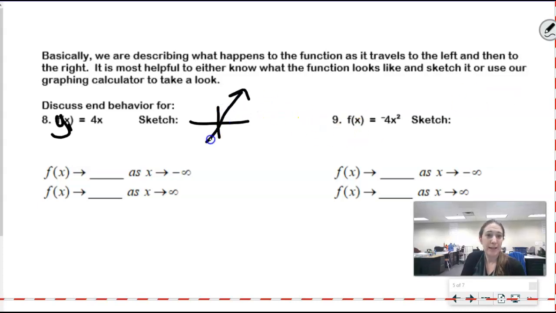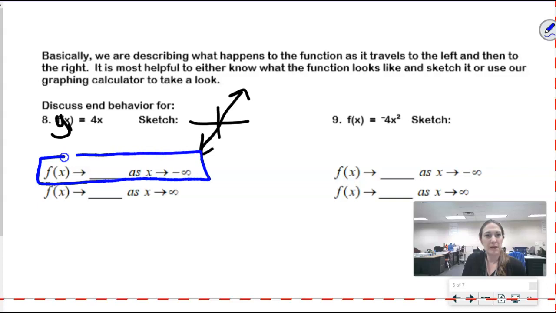Oops, it doesn't really look like that, but it does have a positive slope, and it goes through the origin, which isn't really important here because of end behavior, but it has a positive slope. That is important. So this part of end behavior, remember, this part right here is asking me about the left side. It's saying, what's happening on the left side?